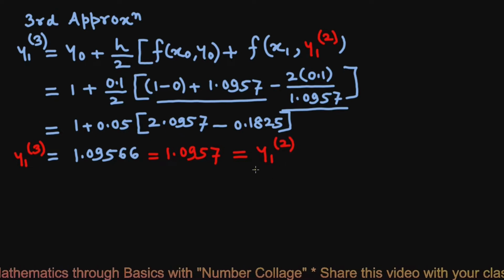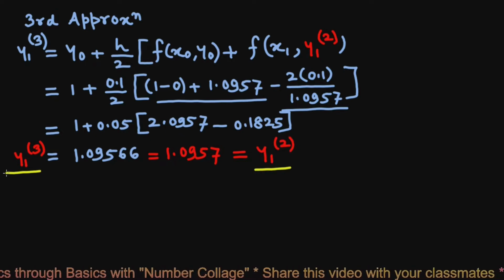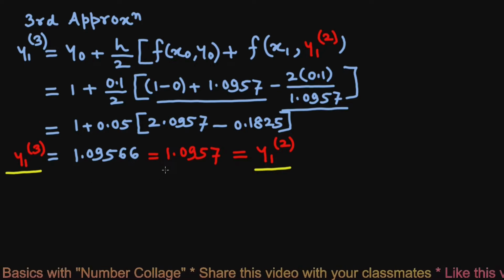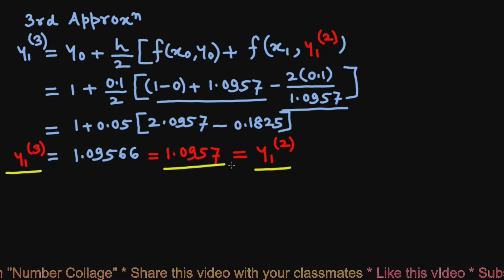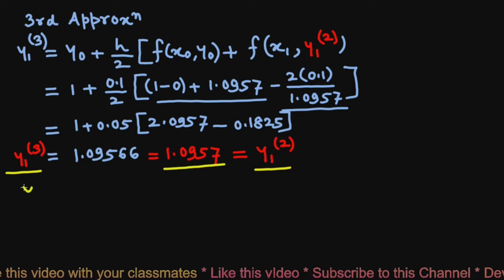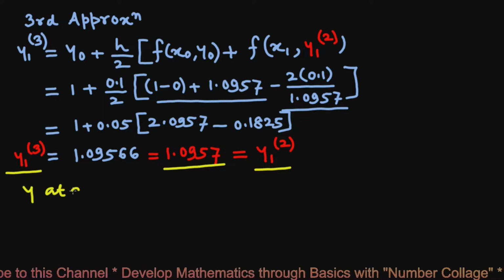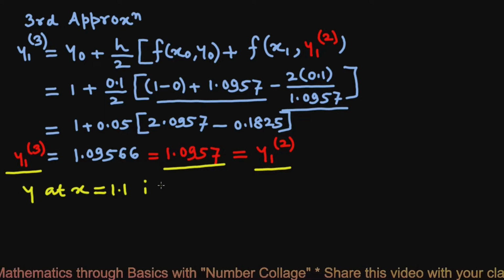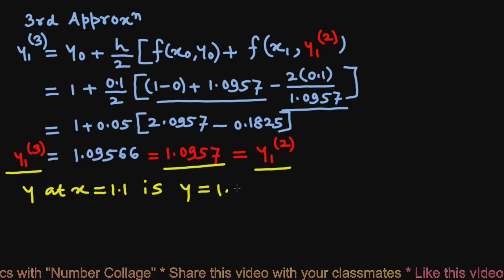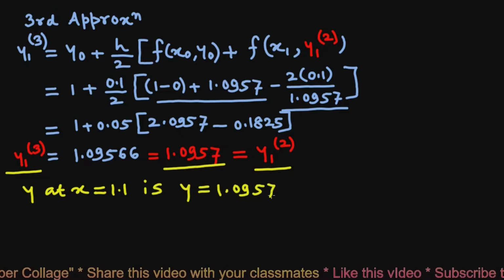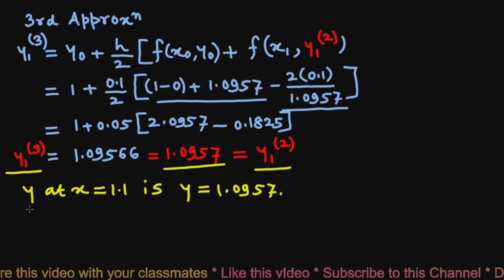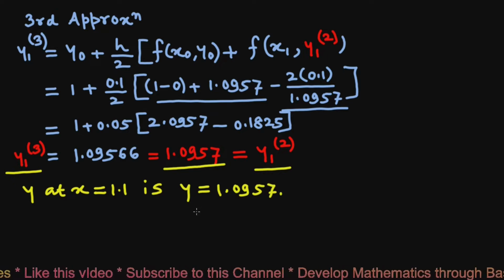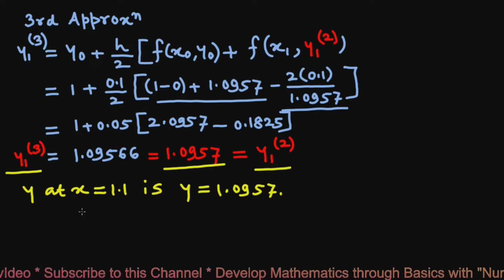Since the second approximation and third approximation of y1 give the same value up to 4 decimal places, the correct value of y at x equals 0.1 is y equals 1.0957. So this is how we can use Euler's modified method to find the correct value of y at a particular value of x.